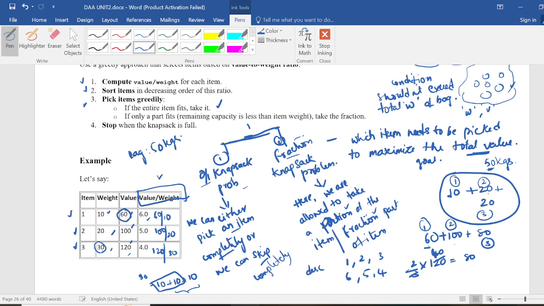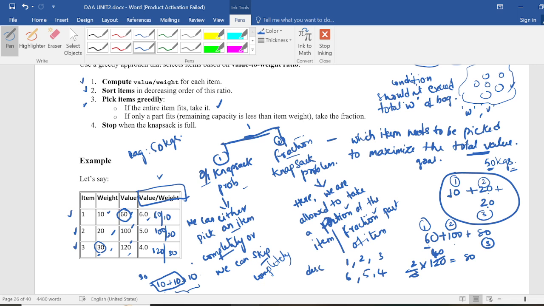Third item. Okay. I hope it is clear why we are taking only 2/3 parts of the third item, because we are left with only 20 kgs. We have to occupy only 20 kgs, but where the weight is 30 kgs in the third item, we are taking only 2 parts among the 3 parts of the third item. We are filling with 20 kgs here, and the value comes up to 2/3 of 120. That is 3 4s are 12, 20 and 80. The value comes up to 80. So here we have filled 50 kgs and the value is 60 plus 100 plus 80.